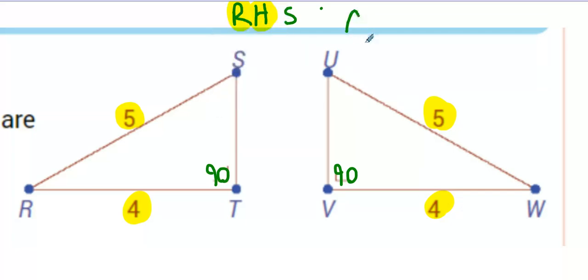That the triangle RST is congruent to the triangle. I'm actually doing the alphabet in my head there. TUV. Okay, so UVW. Is that all right? Cool.